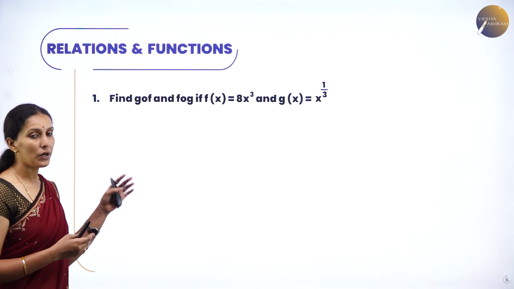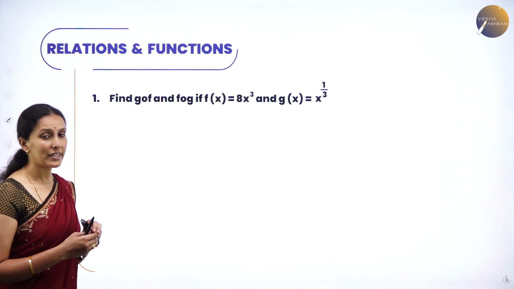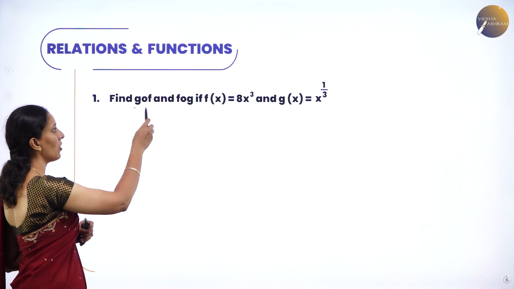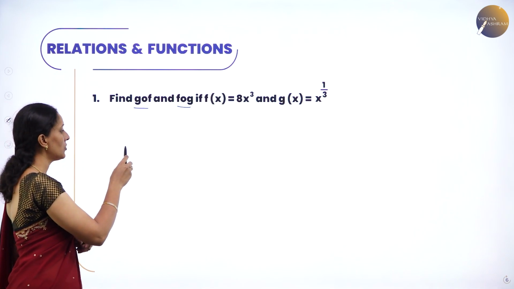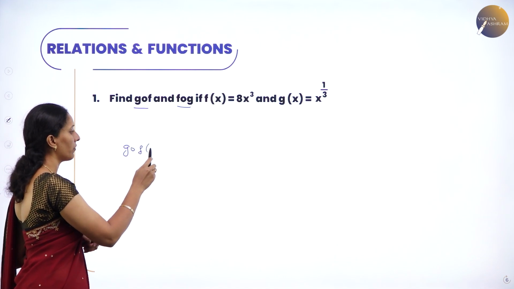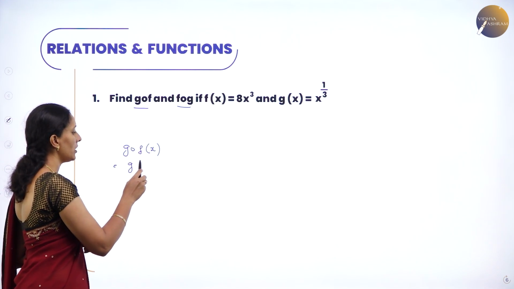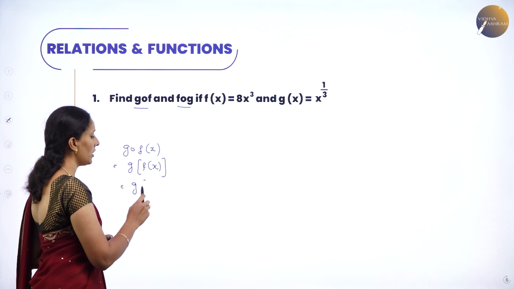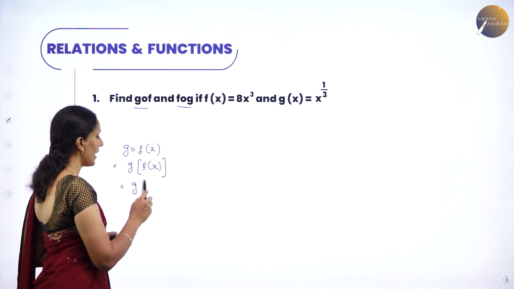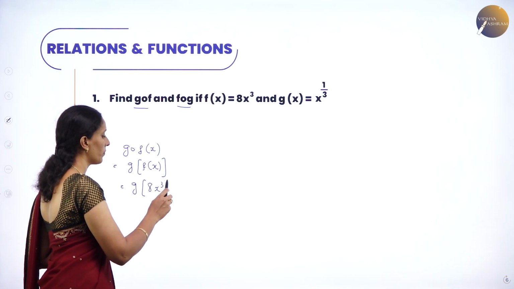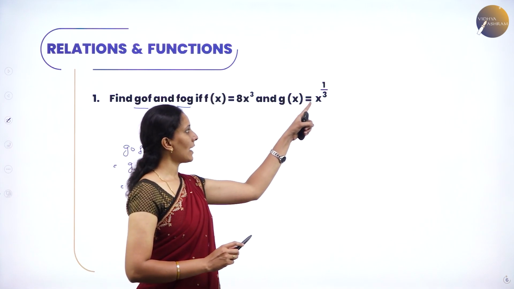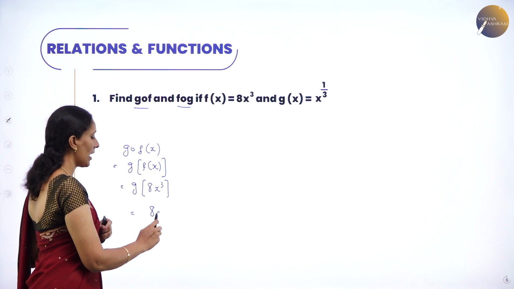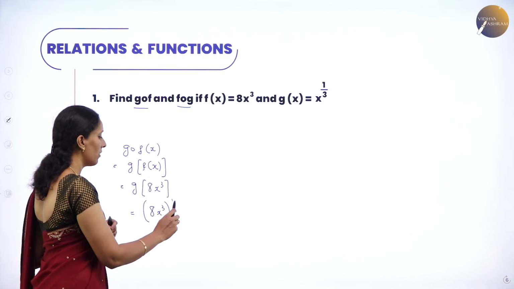Here f of x is equal to 8x cube and g of x is equal to x to the power 1 by 3. We are supposed to find out g naught f and f naught g. So here g naught f of x is g of f of x. So that is equal to g of, what is f of x? We have 8x cube. G of x means it has to be written in the form of x to the power 1 by 3. So this can be written as 8x cube to the power 1 by 3.